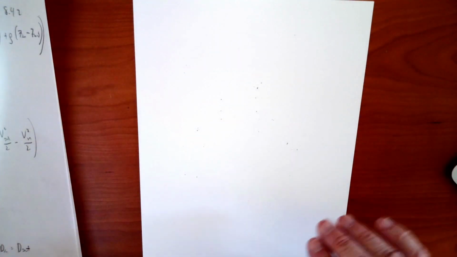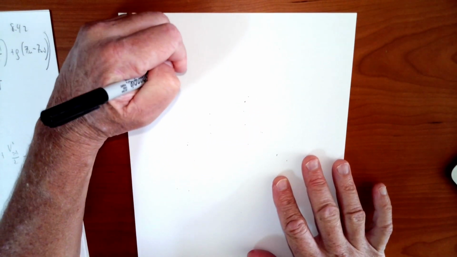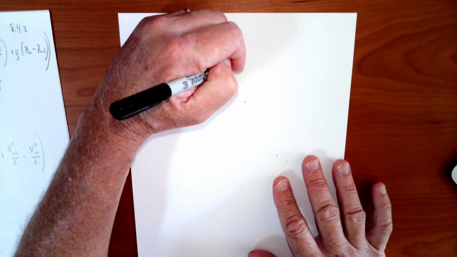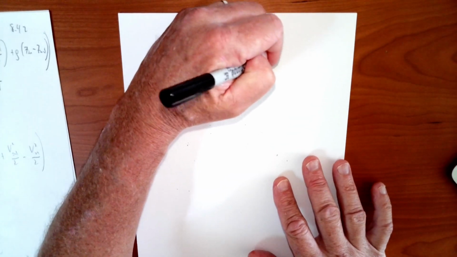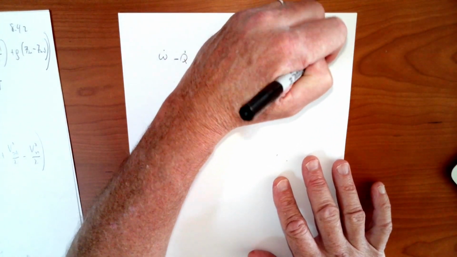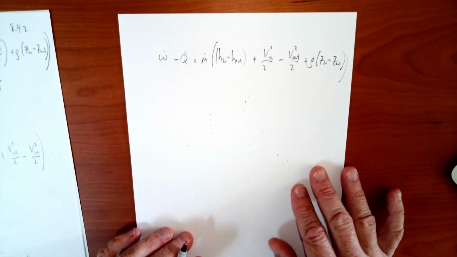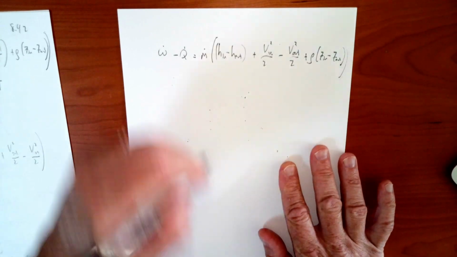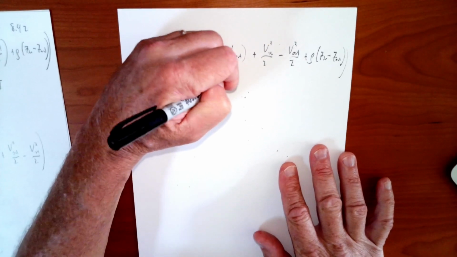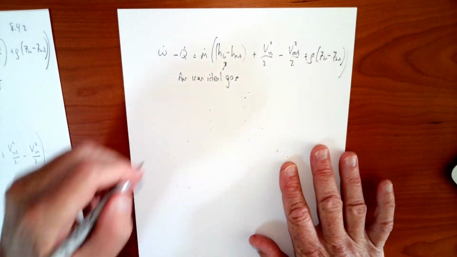So here we go. We're going to write down the first law equation, the energy control volume equation. So it's W dot minus Q dot equals M dot times H in minus H out plus V squared in over 2 minus V squared out over 2 plus G times Z in minus Z out. So that's our conservation of energy equation for a control volume. We know that air is an ideal gas, and that's going to affect us in two different places on this problem. The first place it's going to affect us is right here. We need to replace that with an ideal gas relationship.